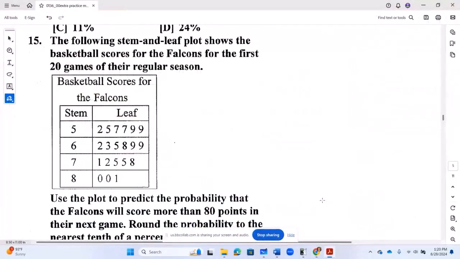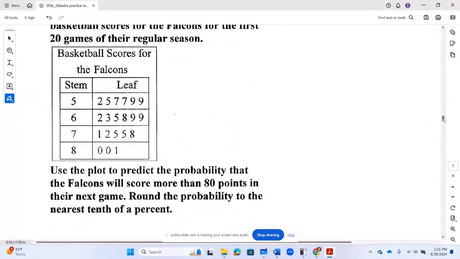We are given the following stem and leaf plot showing the basketball scores for the Falcon for the first 20 games of their regular season. I want us to read this stem and leaf plot. Next class we shall continue from here, but I want us to read what is here. How can we read it? Do we know how to read a stem and leaf plot? All right, yes, we do.